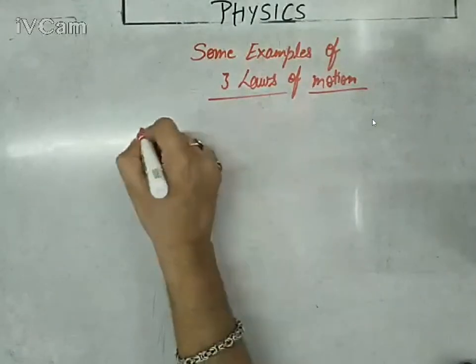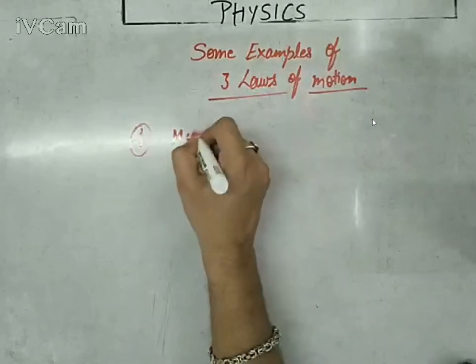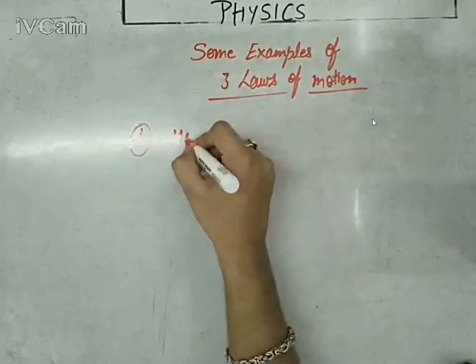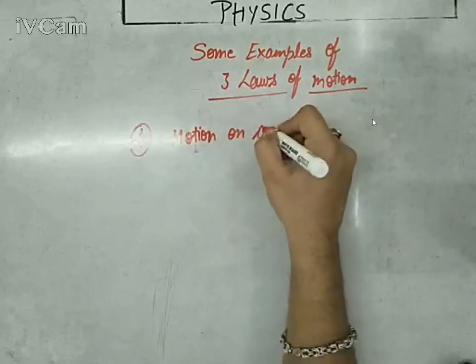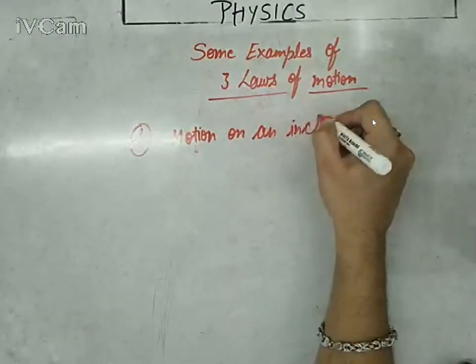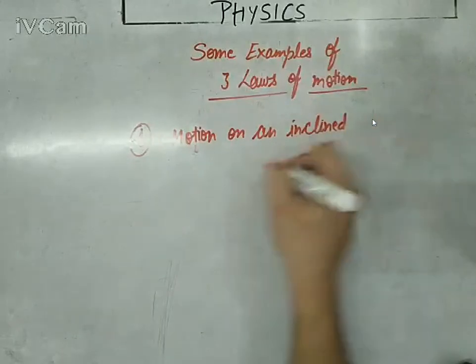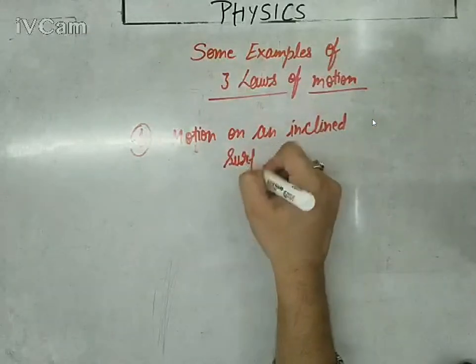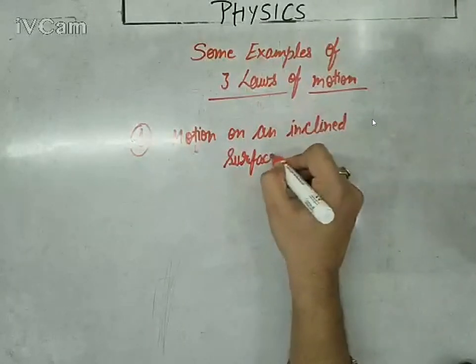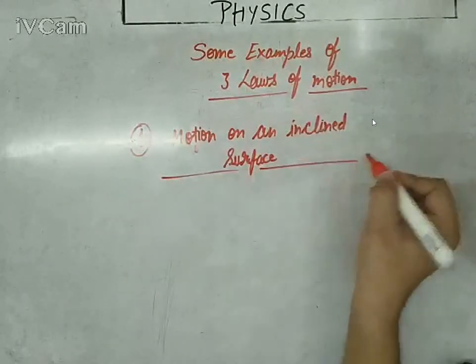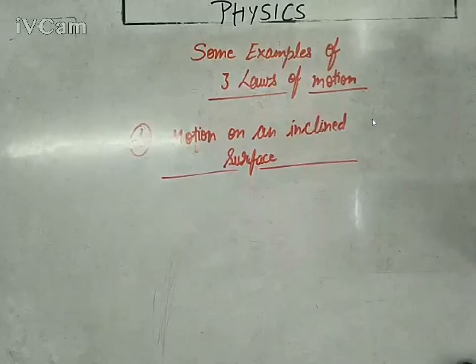You can say the first example is motion on an inclined surface. Either it is downward or upward motion, it doesn't matter at all. So we will study two different cases, downward and upward motion.